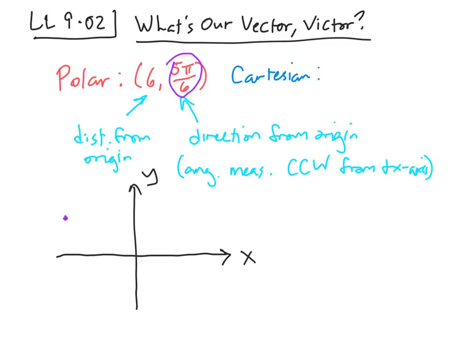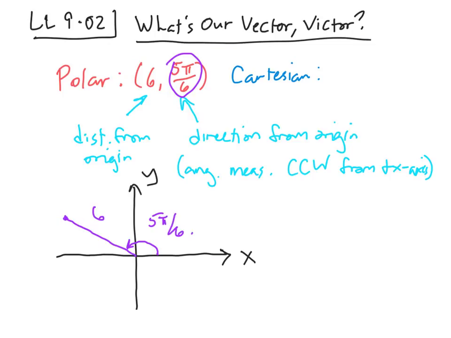Of course, I can believe 6 units is whatever I want. It's my choice to make. I haven't specified what a unit is yet. But that's 6 units, and that is an angle of 5 pi over 6.